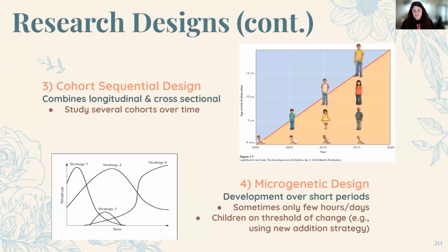An advantage is that it provides a record of change as it's occurring. You're actually seeing these changes in how they do things in real time, which is really cool. And you're revealing processes that contributed to this change. But the disadvantage is you're limited to the changes occurring over short periods of time. So that is a big limitation of this type of research. It's really reserved for specific things to study, specifically when children are on the threshold of a change.